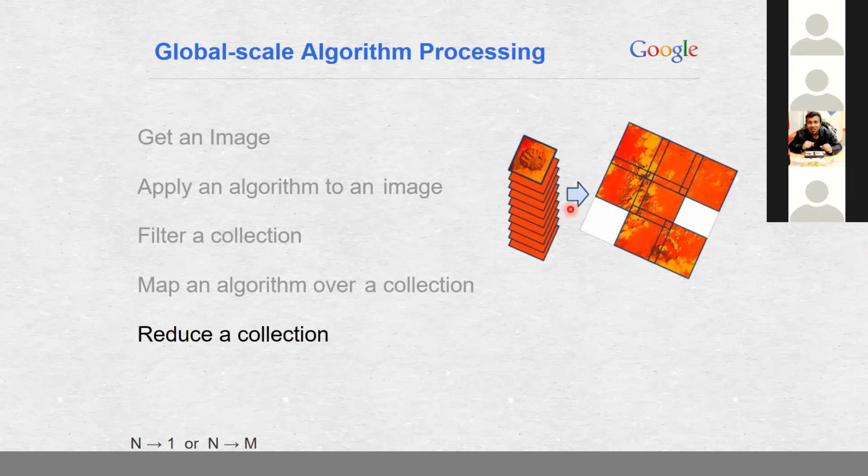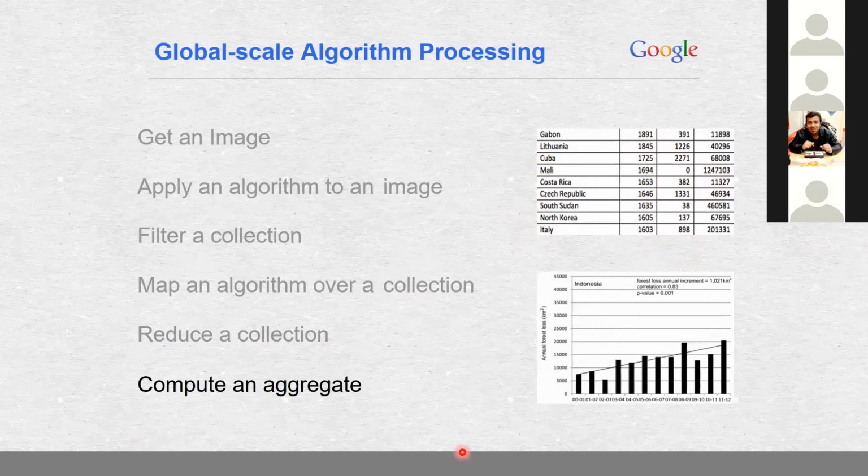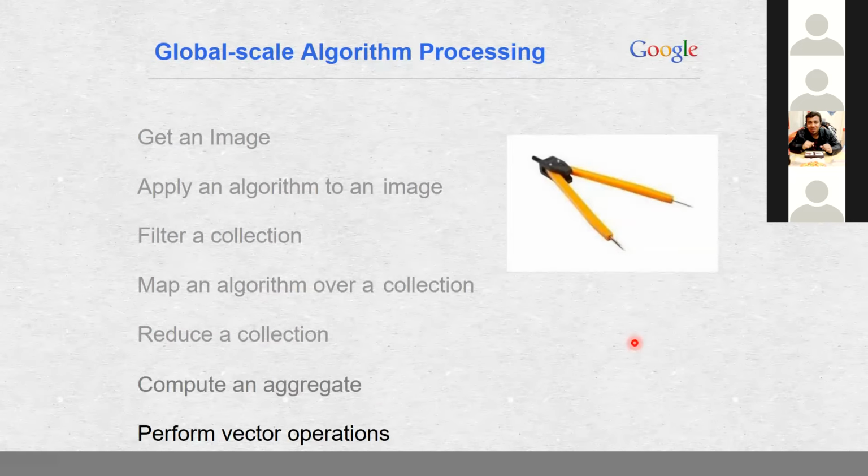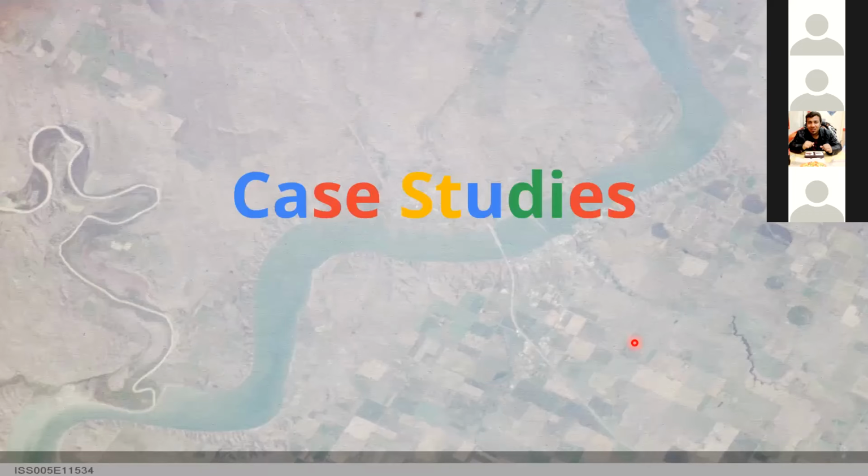Then you can reduce your collection, either spatially reducing your data or temporally reducing your dataset. Finally, you can compute the aggregate of your particular area, of your particular field, and you can prepare a good amount of tables or interactive charts also. And you can perform certain types of vector operations like clipping, mosaicing, etc.